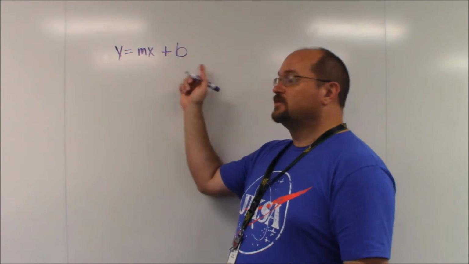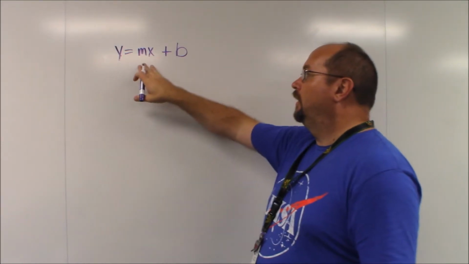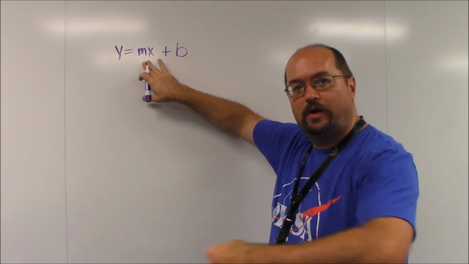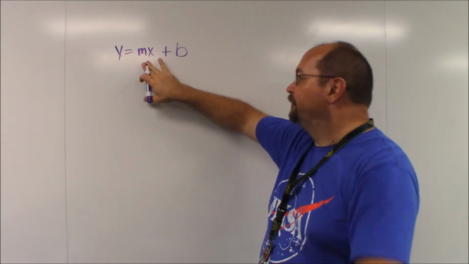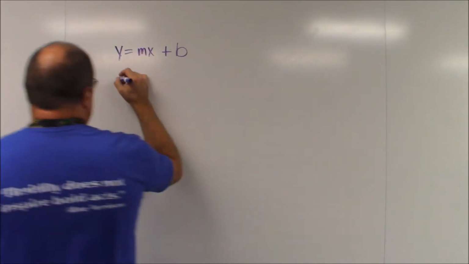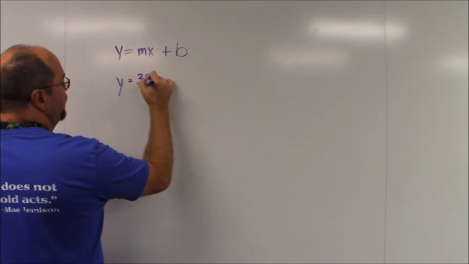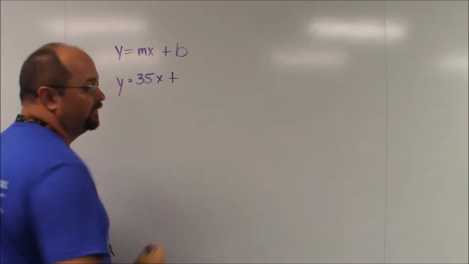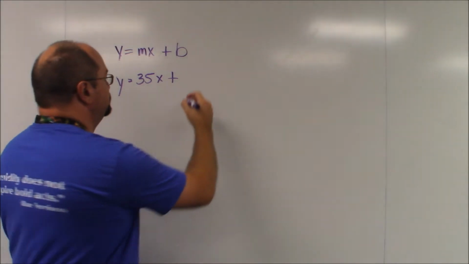So thinking of it in terms of our equation, that monthly rate, every month we pay it, that's a rate. Our monthly rate is a rate. Imagine that. So our slope would be 35 for our monthly rate, x, plus that one-time registration fee of $45.